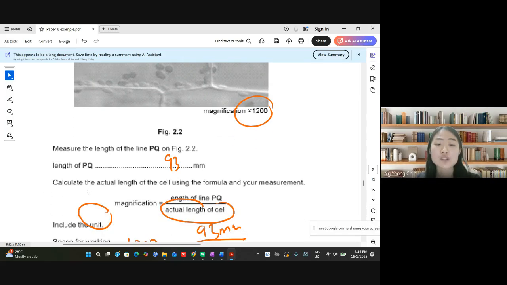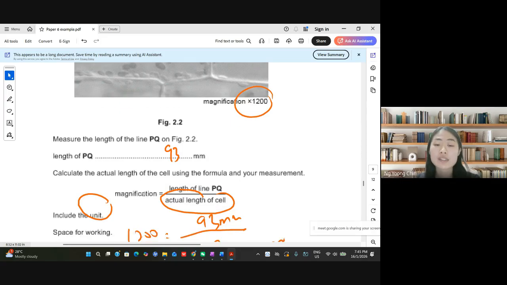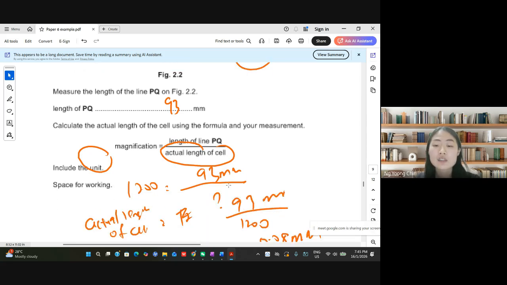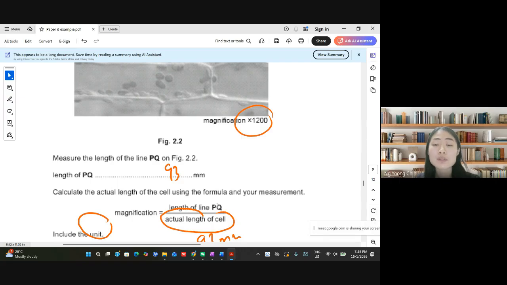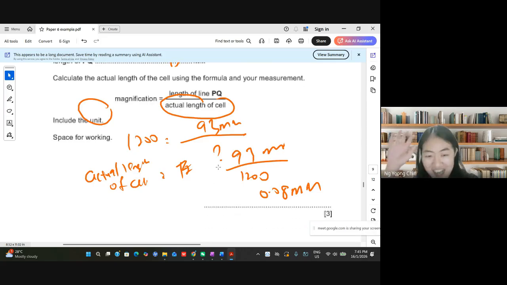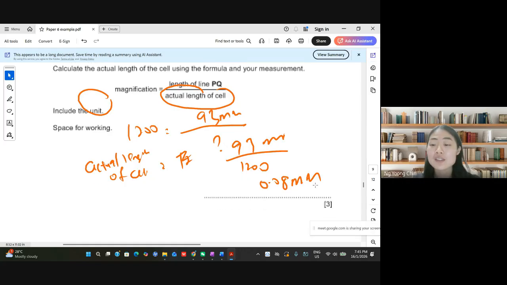And then you need to calculate the actual length of the cell using the formula on your measurements. So the multiplication, the formula, which is 1,200 equal to 93 millimeters, because this 93 millimeter is your image size, so you need to know your actual length. So over this one. Sorry, my handwriting is not good. But in the actual exam, you should write a neat answer, okay? So that's why you get 0.08 millimeter.